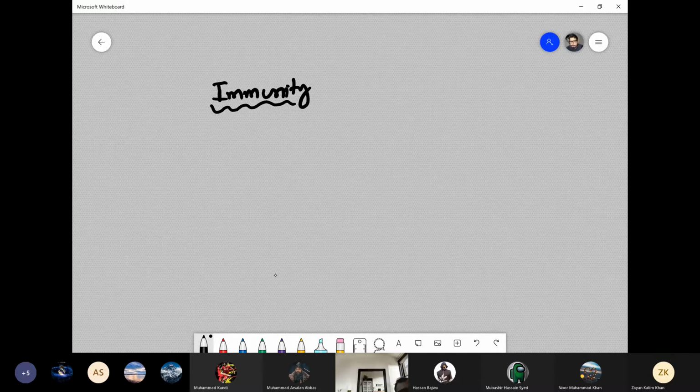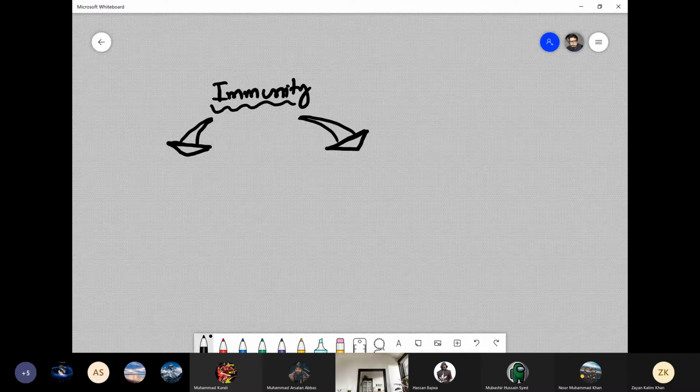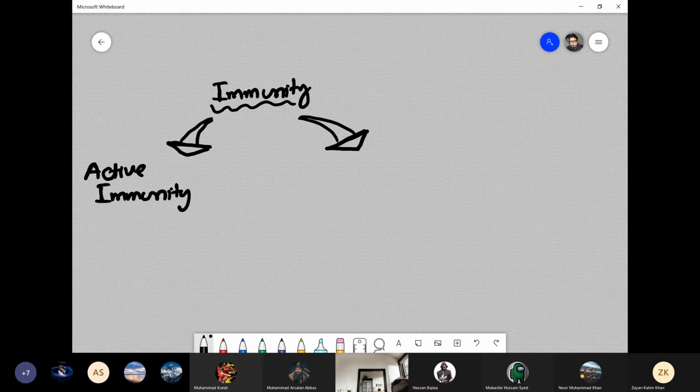Now, guys, let's talk about the types of immunity. Basically, there are two types. One type of immunity is called active immunity, and the second type is called passive immunity.